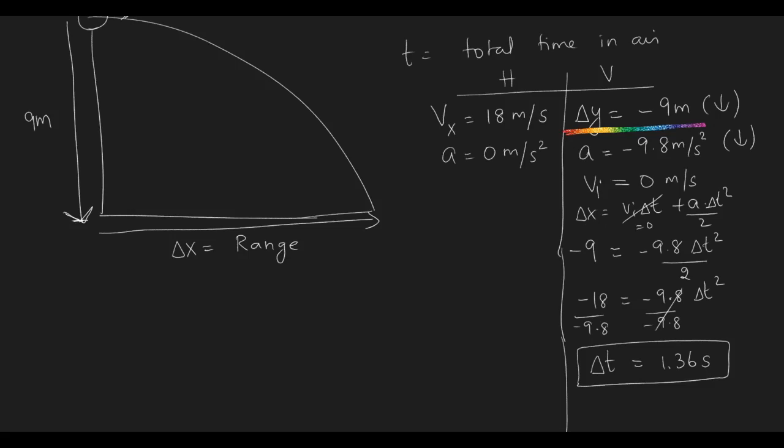So I know if it has been in air for 1.36 seconds, all I need to do is distance equals speed times time. Because remember, there is no acceleration. So I'm going to just say 18 times 1.36 will tell me how much distance it traveled horizontally. Take a minute to calculate the range. If you got 24.5 meters, you did a good job.